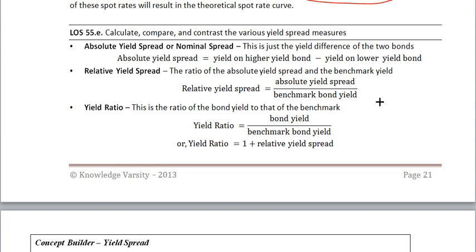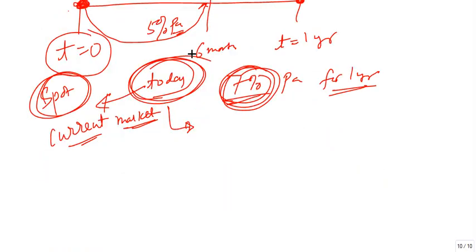Now let us see the next LOS. In the next LOS, they are asking us to compute, calculate, compare and contrast the various yield spread measures. There are some yield spread measures, and you have to compute them, compare and contrast each of them. Please note that here you have to remember the formula of all these spreads. So let us see what these spreads are.